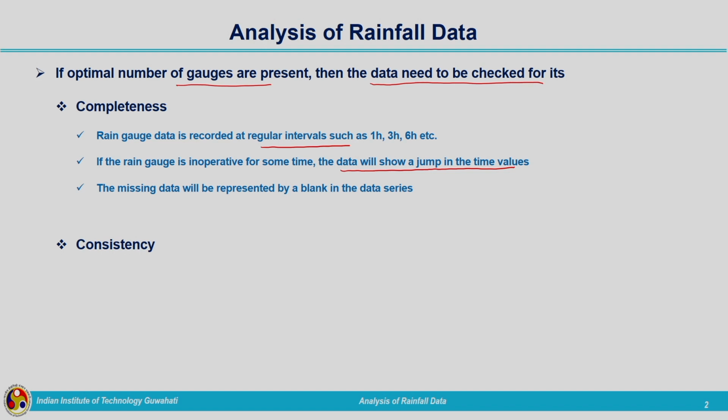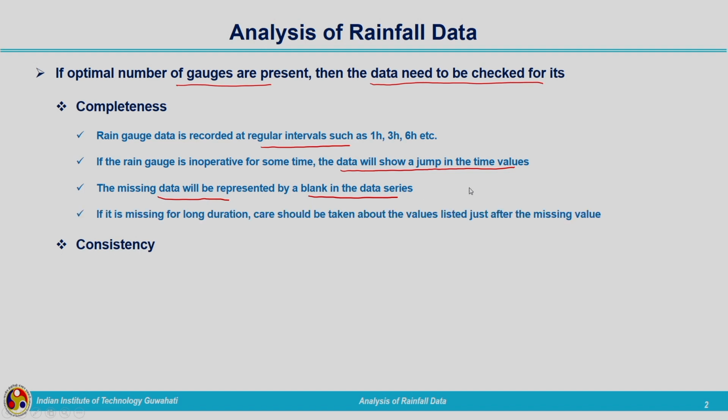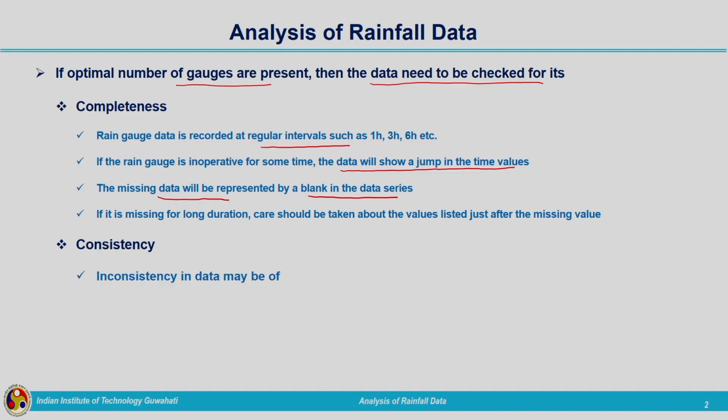The missing data will usually be represented by blank spaces in the data series. And if the missing data is there for a long duration, maybe months or days, then one more check we need to do regarding the data which we obtained just after the missing period. Whether that data corresponds to the previous time duration, that is for 1 hour or 1 day, or it is an error in the data. This check needs to be carried out. The second one is the consistency check.